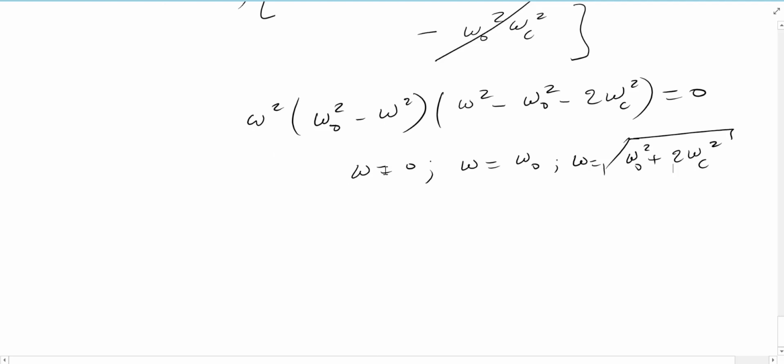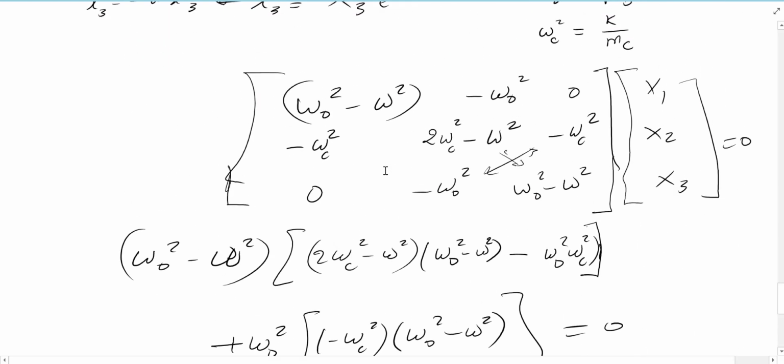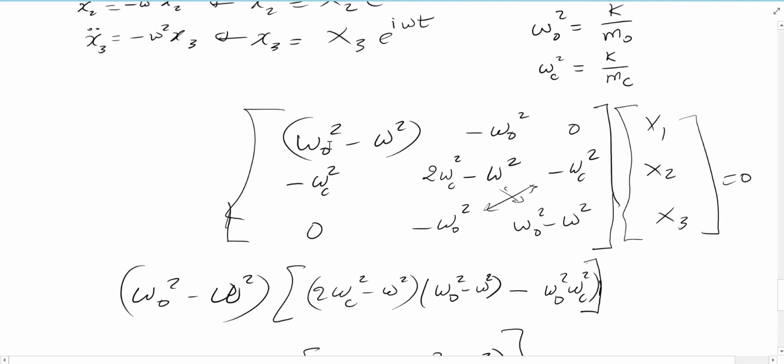This one simply means, if I put omega equals 0 back into this equation, omega naught squared times x1 minus omega naught squared times x2 is equal to 0. That means x1 minus x2 is equal to 0. That means x1 is equal to x2. The last equation will also give me minus omega naught squared times x2 plus omega naught squared times x3, because omega is equal to 0, is equal to 0.